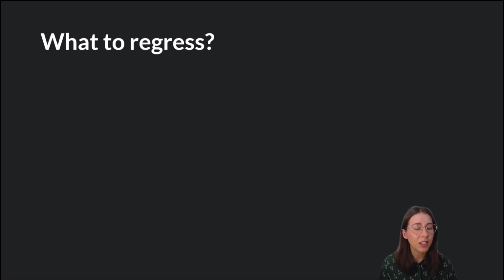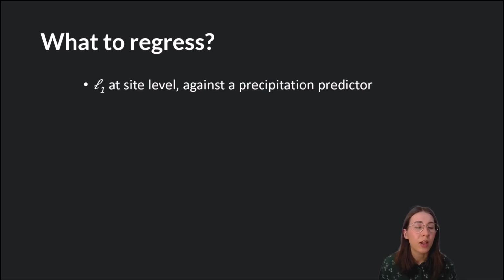Lastly, we'll talk a little bit more about spatial regression, and specifically which parameters to regress. For L1, which is the mean, those are typically predicted at the site level, so we're not using any regional estimates, and it's typically using a precipitation predictor for precipitation frequency analyses. This tends to be a very strong predictor for the mean, such as mean annual precipitation.